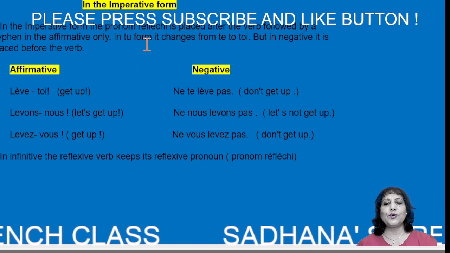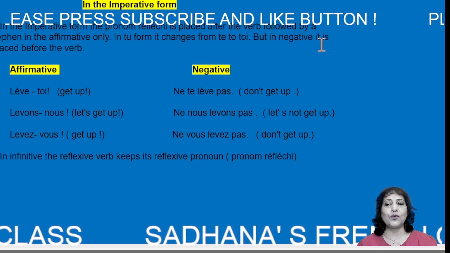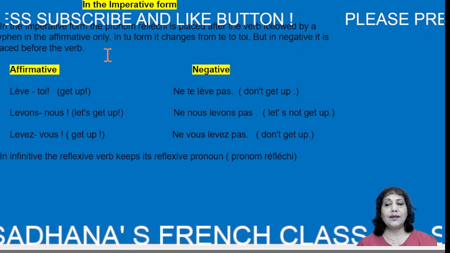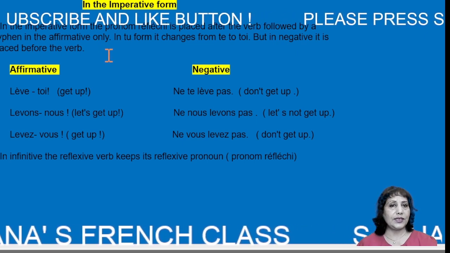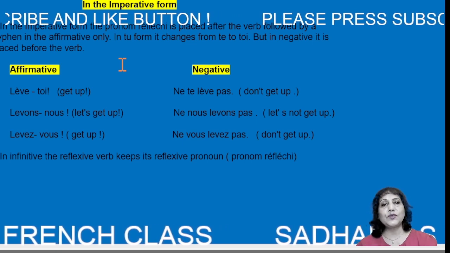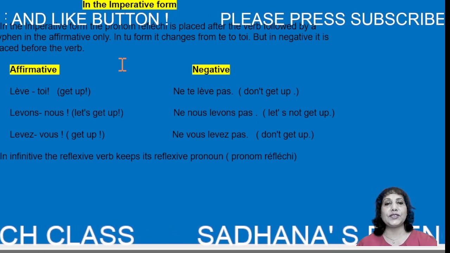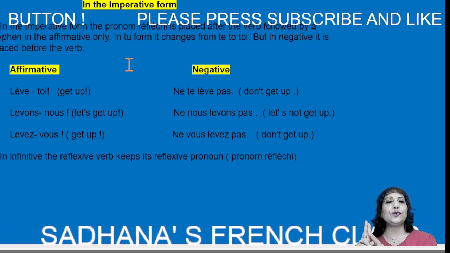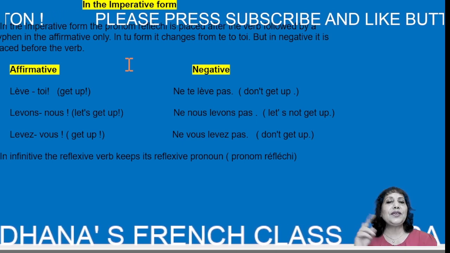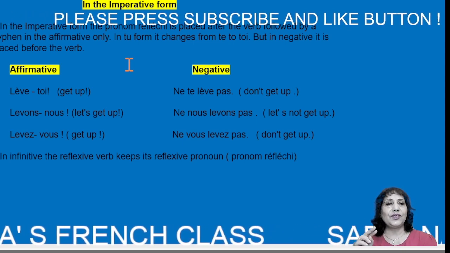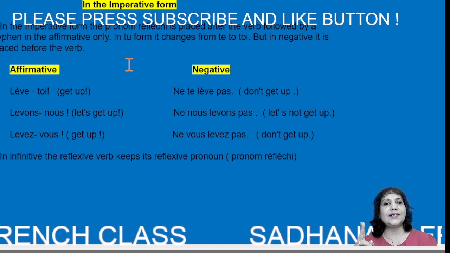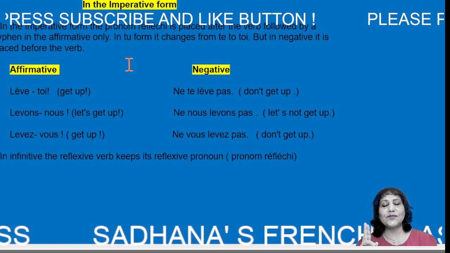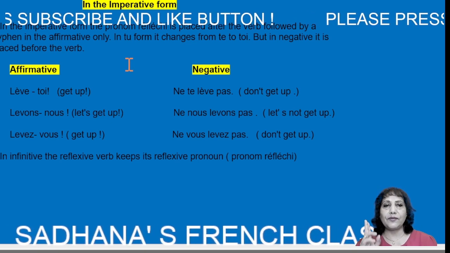In the imperative form, the pronoun reflexive is placed after the verb, followed by a hyphen, in the affirmative only, when the imperative is affirmative, not negation. In negation, it comes back to its own original place, that is, it precedes the verb. So these two things you should remember. If it is affirmative, you keep it after the verb with a hyphen in between. When it is negative, it comes back to its original place, before the verb. If you remember these two things, in the imperative form you will never make a mistake.